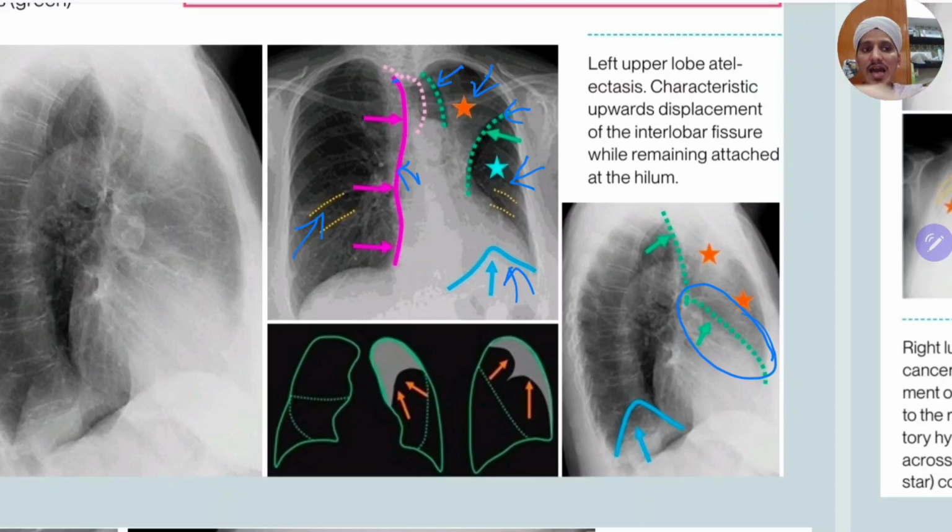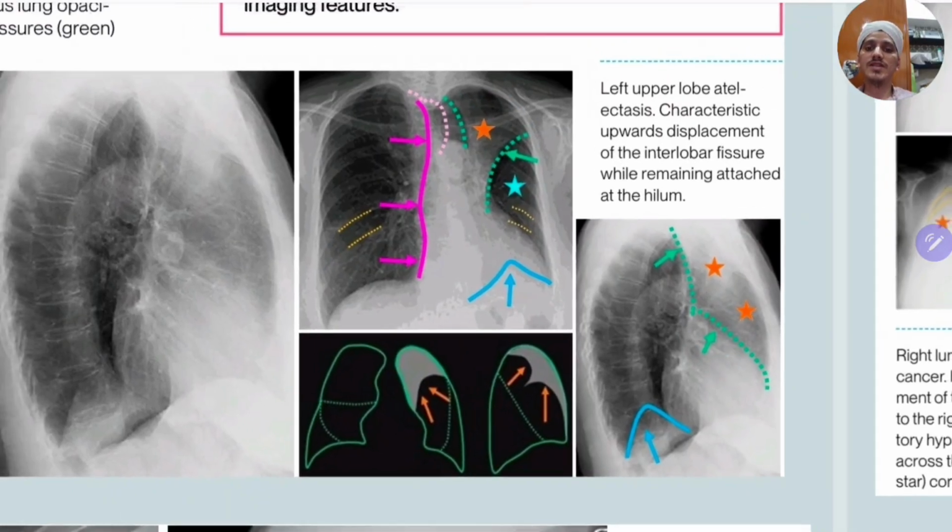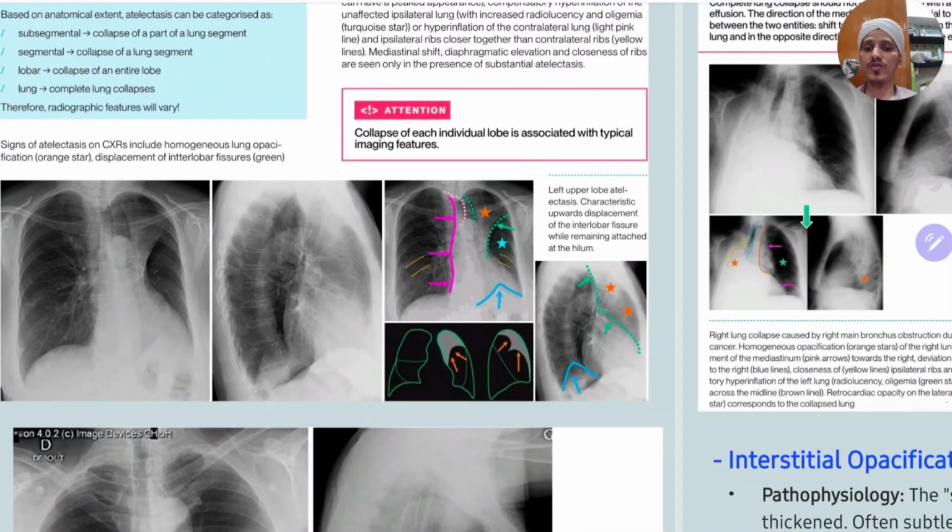So the collapse will pull the fissure also. Left upper lobe atelectasis: characteristic upward displacement of the interlobar fissure while remaining attached at the hilum. So here the fissure is displaced upwards. Here also you can see the upper lobe collapse on the lateral side. See, this is the displacement of the interlobar fissure. So that's about left upper lobar collapse.